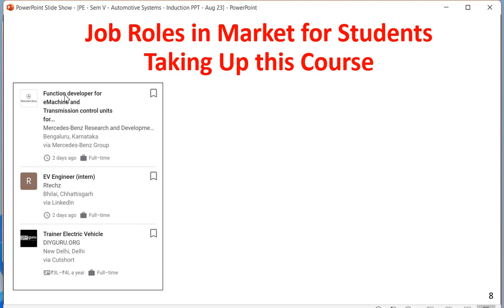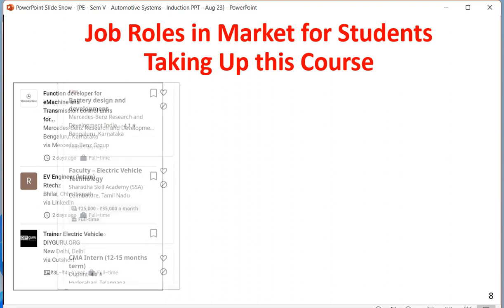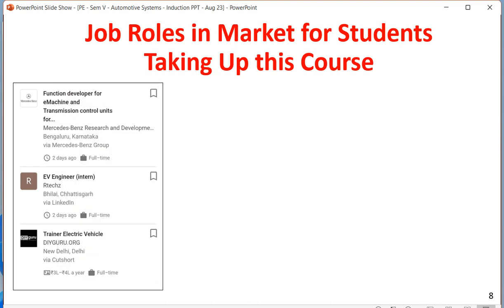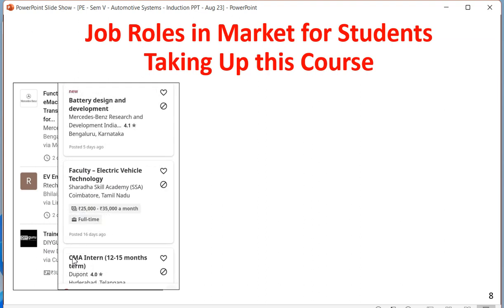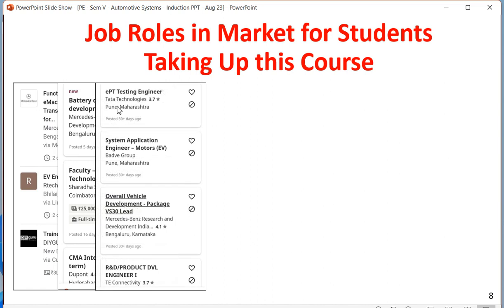You are finding function developer for e-machine transmission control unit. Any engineer from mechanical, EC, EE, all of them can go for this kind of industry, and this is actually a part of Mercedes-Benz research and development. EV engineers, electrical, electronics, they can go into it. Trainer for electric vehicle. Then you are finding battery design and development, mainly EC engineers and electrochemists can go for this. Faculty in electric vehicle technology is also another field, which is also included in trainer. Then EPT testing, system application engineer, overall developer, R&D and product level DVL engineer.